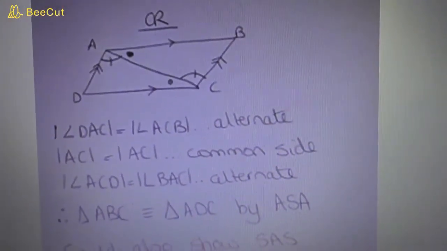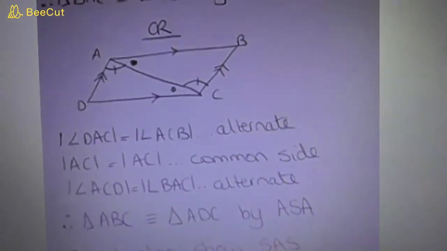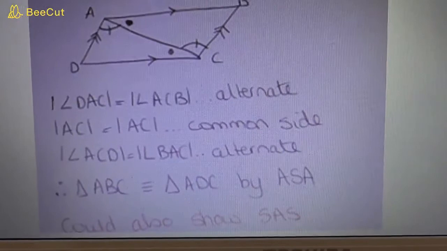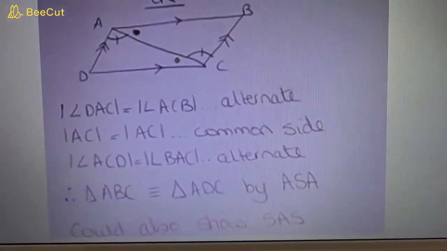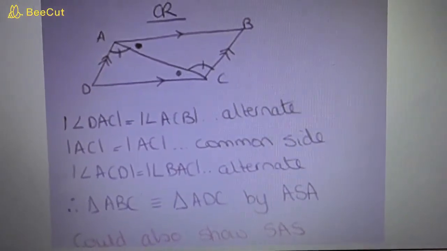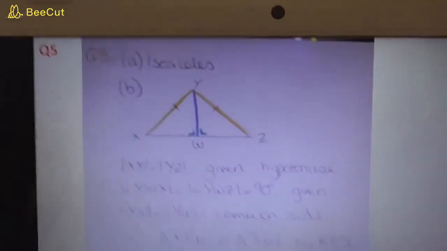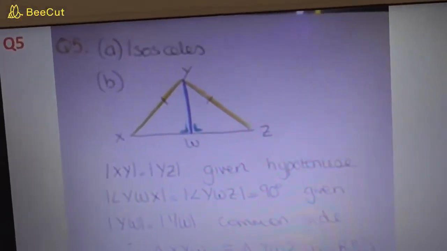Angle ACD is equal to angle BAC because they're alternate. Therefore, the 2 triangles are congruent by angle side angle. You could also go off and try and prove side angle side as well. The only one you're not going to be able to prove is RHS. Question 5, part A, the answer is isosceles.